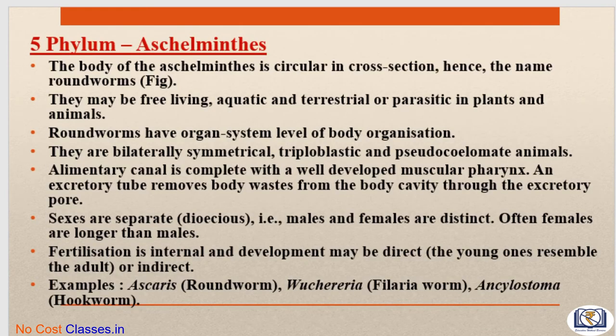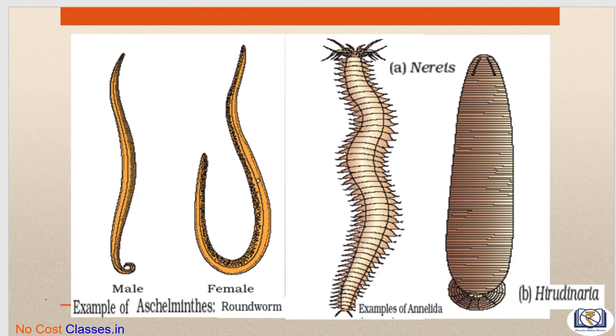Now, next is Aschelminthes. This is the next phylum. The body of Aschelminthes is circular in cross-section. If you cut it, you'll see it like this, not flat. Hence, they are called roundworms. I'll show the picture as well. This is the picture. These are the roundworms here.